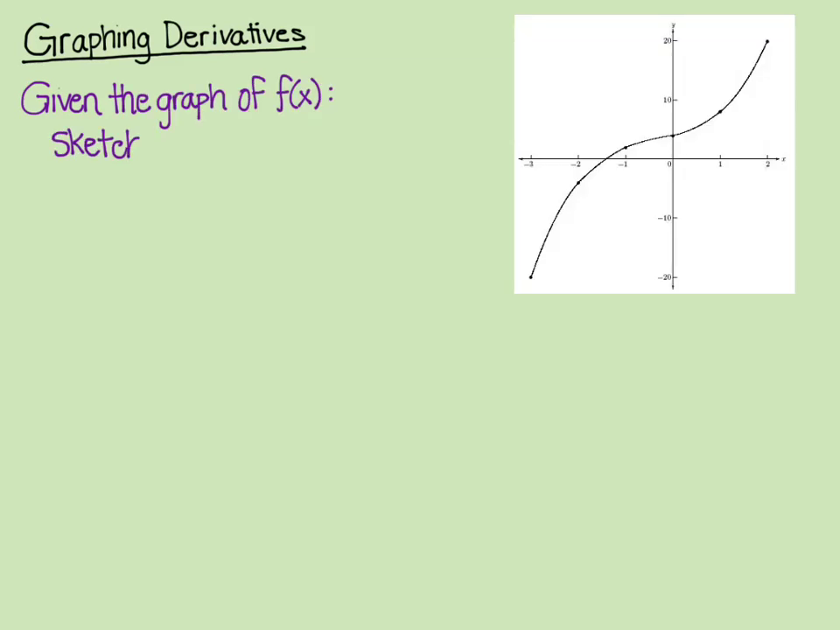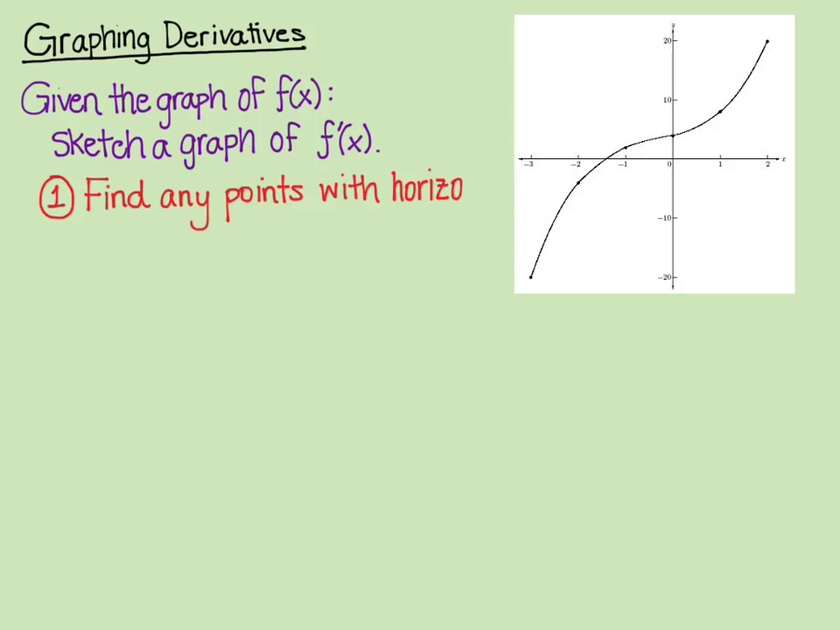The following video is on graphing derivatives. Given the graph of f, seen to the right, sketch a graph of the derivative of f. The first thing that we're always going to do is find any points with horizontal tangent lines. In other words, any points where the derivative is 0. In this problem, we see that there's one point, when x equals 0, where we have a horizontal tangent line.